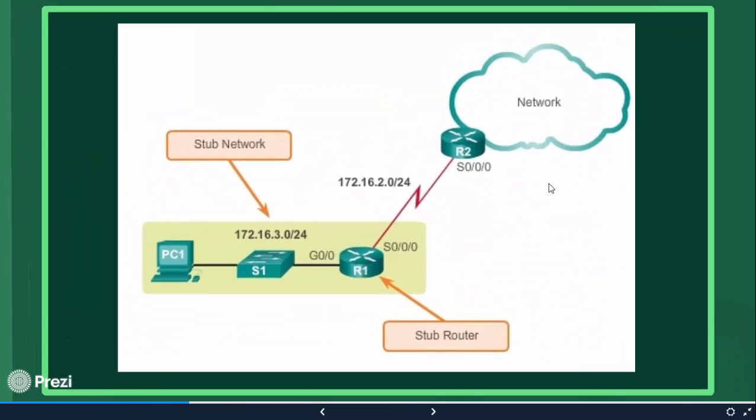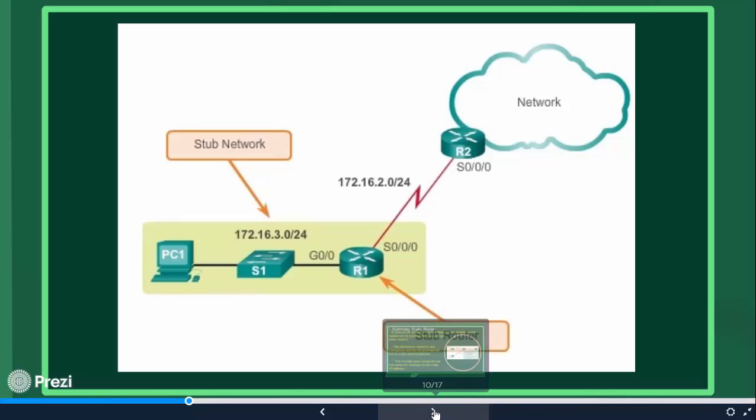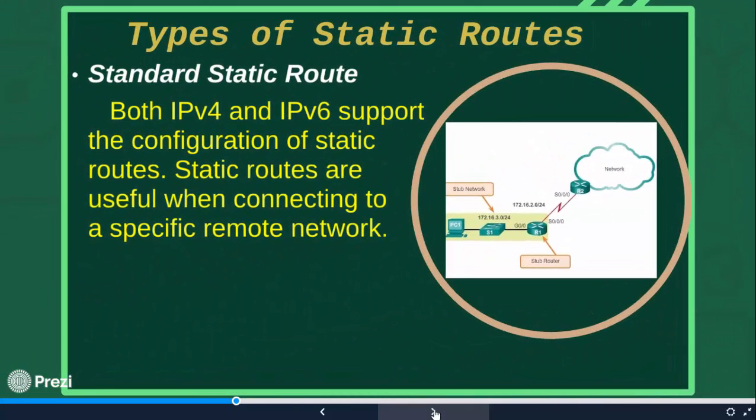This is how a stub network looks like. The PC1 with the S1 and the R1, this network is called a stub network because it is only connected to this network here, the R2, and it is not connected to any other routers. So in this particular setup, static routing is best suited.